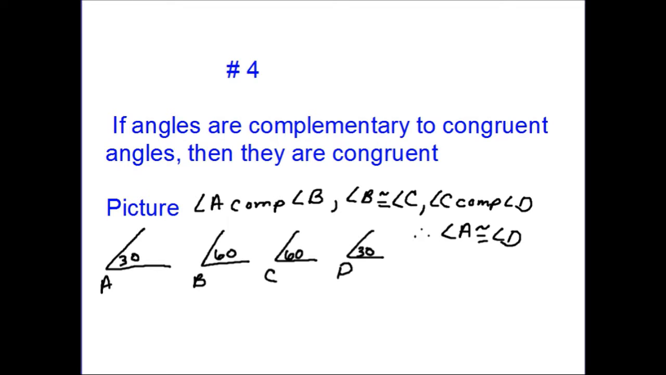Alright, so here's what my picture looked like. I had angle A is complementary to angle B. So if A was 30, B would be 60. I also have that angle B is congruent to angle C. Therefore, if B is 60, so is C. And angle C is complementary to angle D. So if C is 60, then D would be 30. Therefore, by looking at our picture, angle A and angle D are both 30 degrees, having the same measure. Therefore, angle A is congruent to angle D.